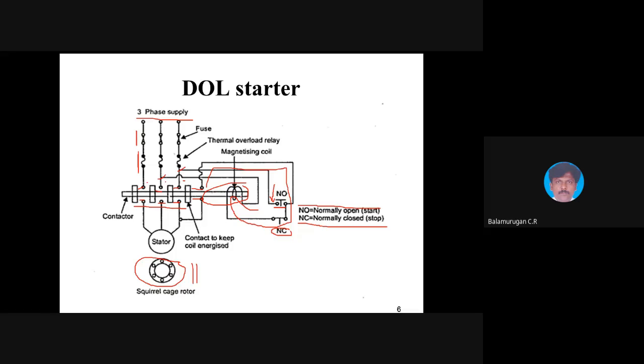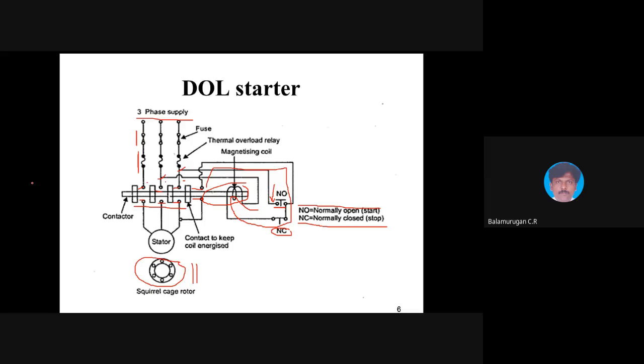Based on this magnetizing coil, these contacts will move to the right or the left side. Once the coil is energized, it pulls the entire arm and closes the three-phase supply, and the full supply voltage is given to the stator circuit. Once you push the stop button, it de-energizes the magnetizing coil and releases the arm towards the left side. If it moves towards the left side, you are breaking the input supply.